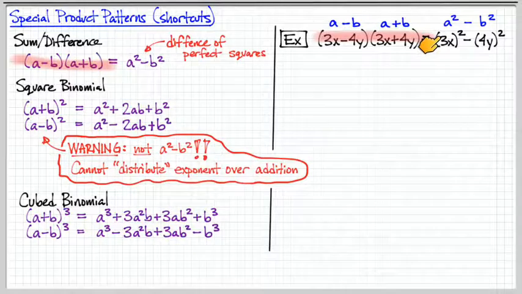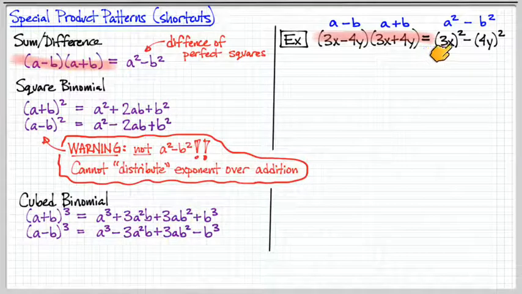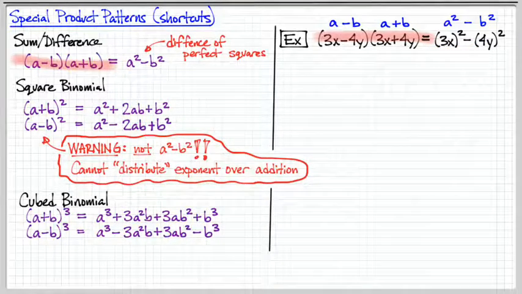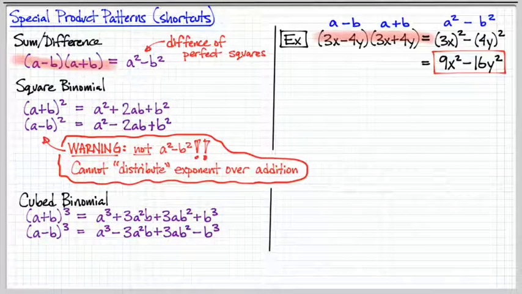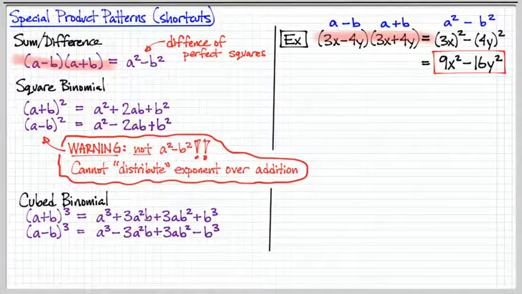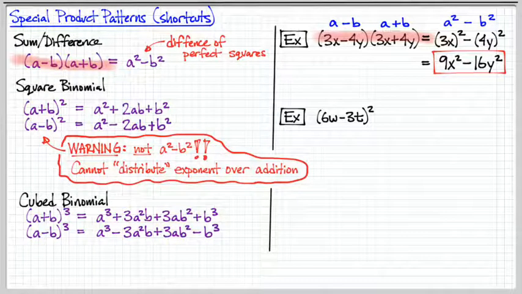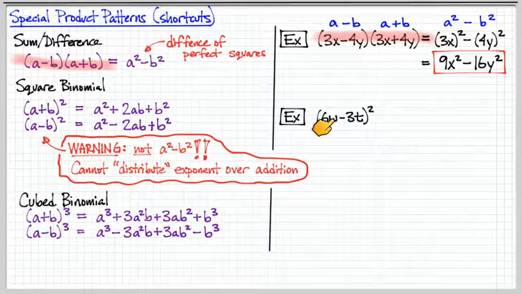We have a, which is 3x. We have b, which is 4y, and we put it into a squared minus b squared. And then we could simplify this. We have another pattern here. This is our perfect square binomial case.